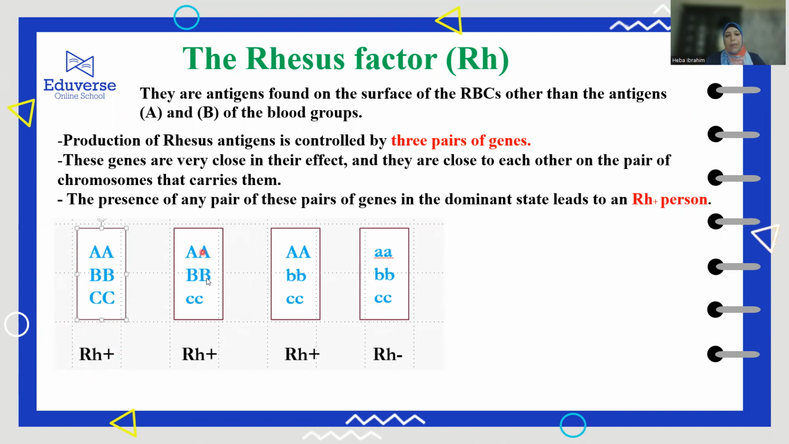Here we have only 4 dominant genes. You will be a positive Rh. Here we have 2 dominant genes. The individual will be a positive Rh. And if we have only 1 dominant gene, the individual will be positive Rh. When the individual has the 6 genes recessive, the individual will be negative Rh. And about 85% of human beings are Rh positive and only 15% are Rh negative.